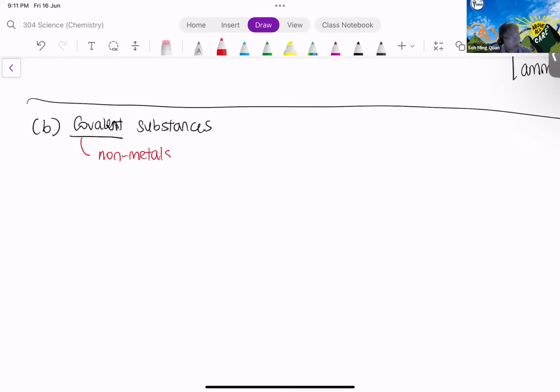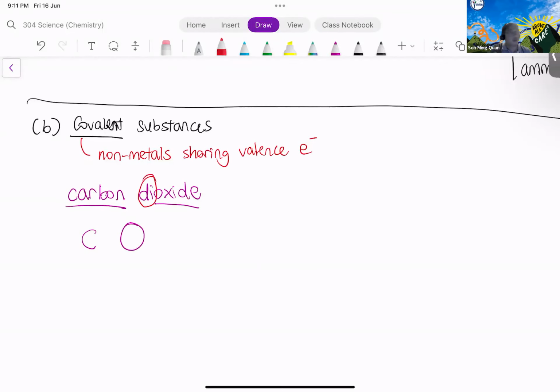non-metals sharing valence electrons with each other. So from the name you can tell, for example, the simple one, carbon dioxide. Carbon, non-metal. Oxide, we just mentioned, right? Oxygen. So what does di mean? Di means 2. So 2 oxygen, therefore CO2. So obviously we will not leave space in between now. We'll just write it together as CO2 like this. Okay. So that's di. Di means 2.